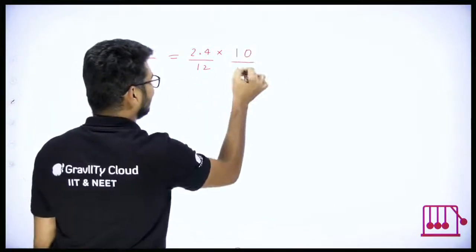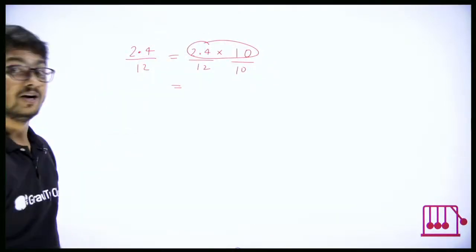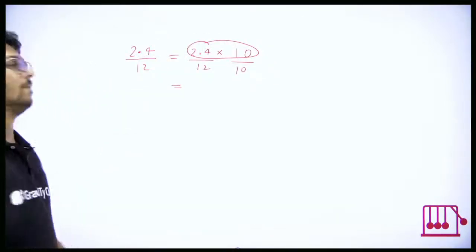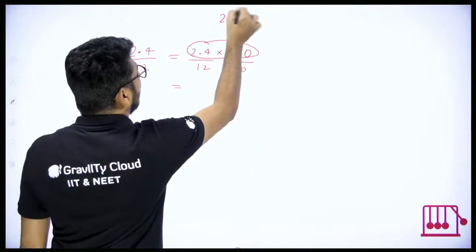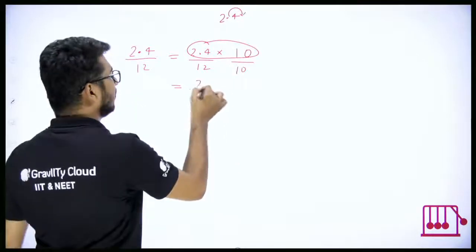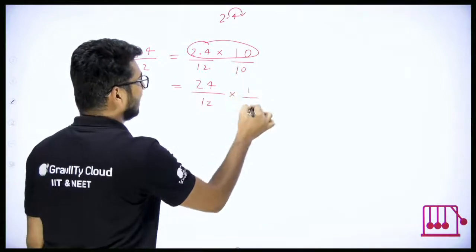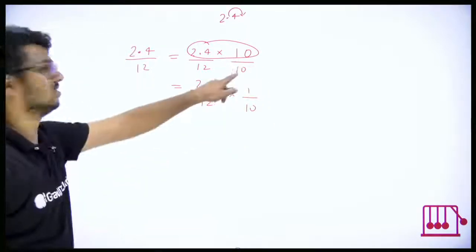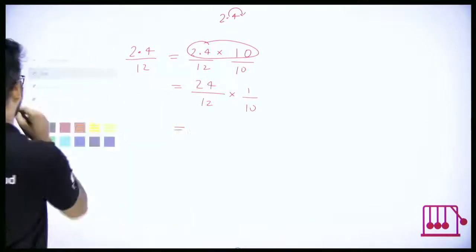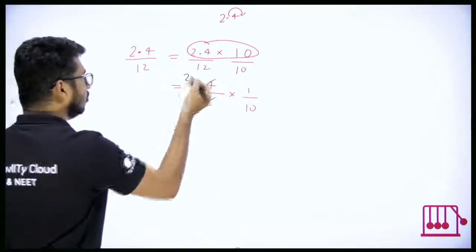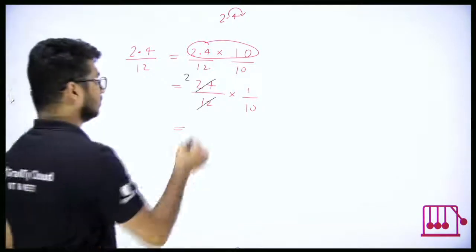It's not a miracle, it's maths, by the way. So when you multiply 2.4 into 10, how much will you get? When you multiply, the decimal moves to the right side. So 2.4, the point moves to the other side. So what will remain? 24. 24 by 12 into 1 by 10. 10 is there in the denominator. Don't forget this 10. Now see. What is 24 divided by 12? 2. 12 into 2 is 24.